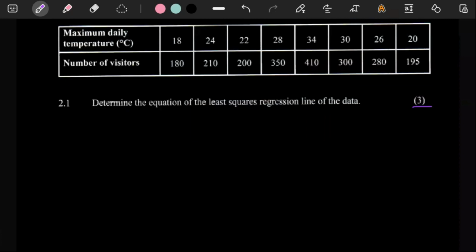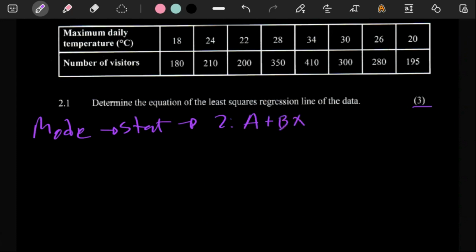So the first thing is you want to clear your calculator, meaning you press shift and then the number 9. And then you press mode, and then you press stat, and then you press option 2, which is A plus BX, and then you put 2 columns here. There's x and then there's y, right? Let's put that data in. Okay, so all the data is in the calculator now.